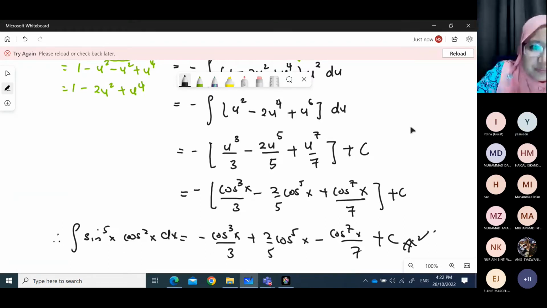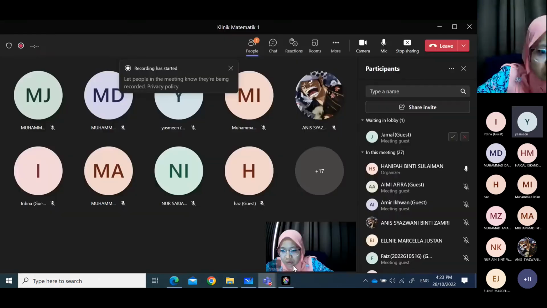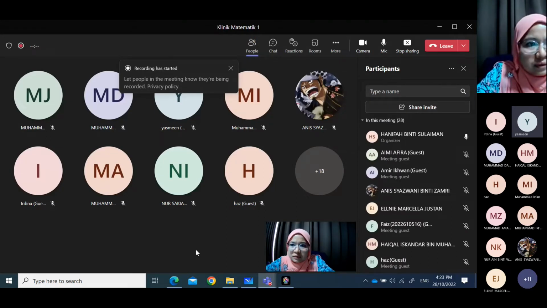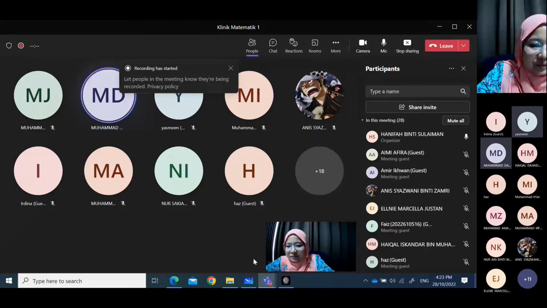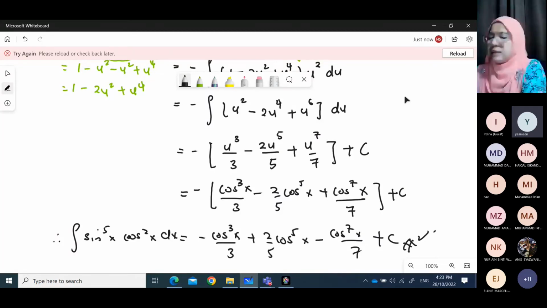Okay, boleh? Ada soalan? Tak ada soalan. Boleh. Okay, so kalau ada soalan just tanya. Jangan risau.